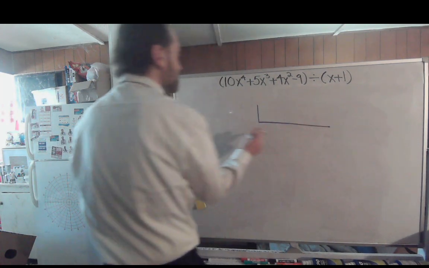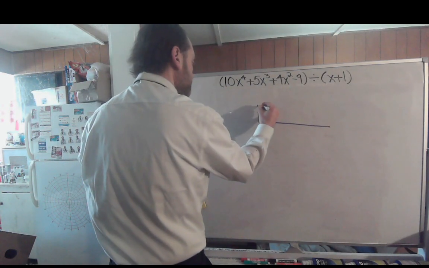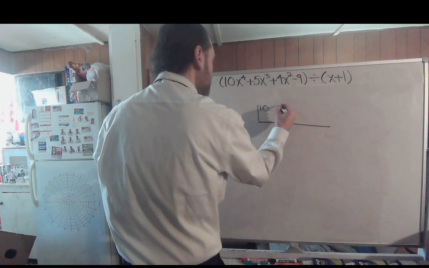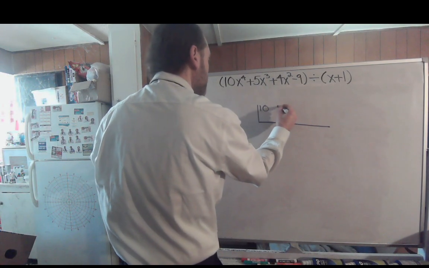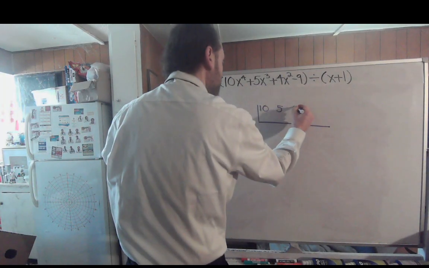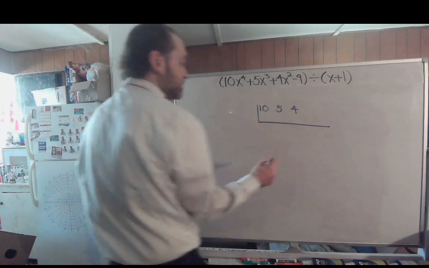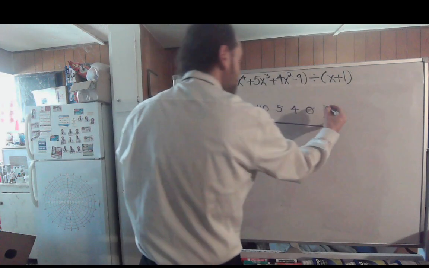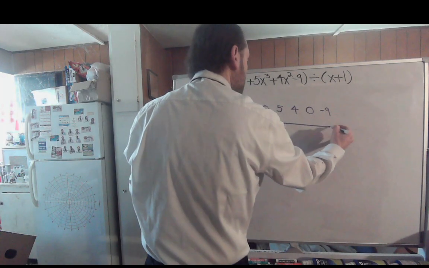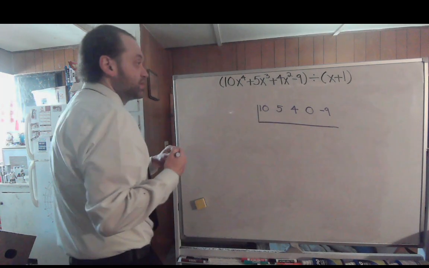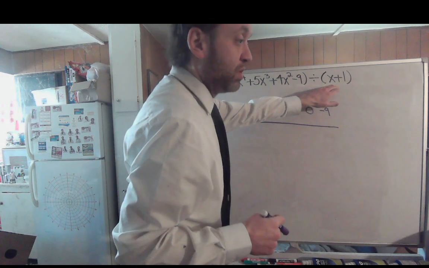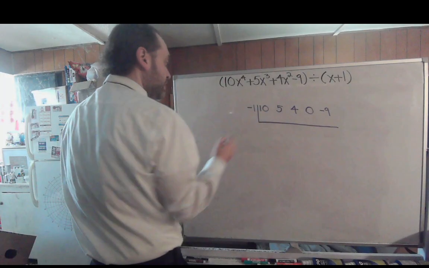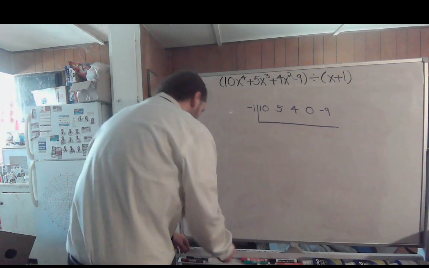All right, so 10's our first coefficient. That's the coefficient on x to the fourth. 5 is the coefficient on x to the third. 4 is the coefficient on x squared. We have no x to the first term, so that coefficient will be 0. And then the constant term is negative 9. All right, then we're going to divide that by, set x plus 1 equal to 0, you would divide by negative 1. All right, so now we have it all set up.